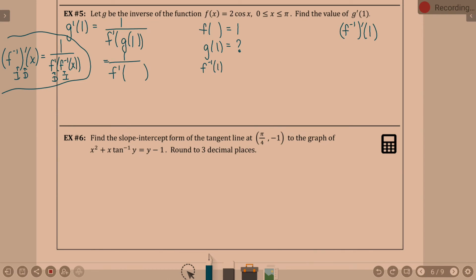If I'm thinking f of something equals 1, what's going to be the easiest thing to do? 2 cosine x equals 1. Divided by 2, so I'm looking for when cosine x equals 1/2. This is where they define us on the interval from 0 to pi, so I only want answers when cosine is 1/2.